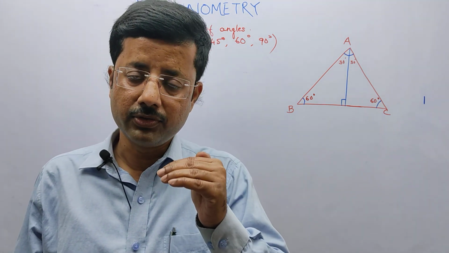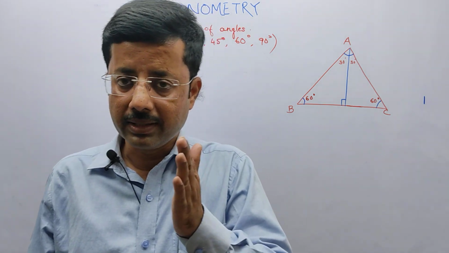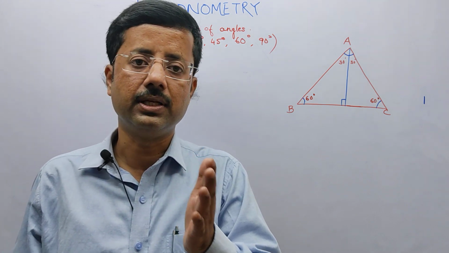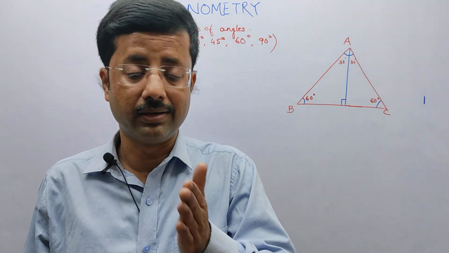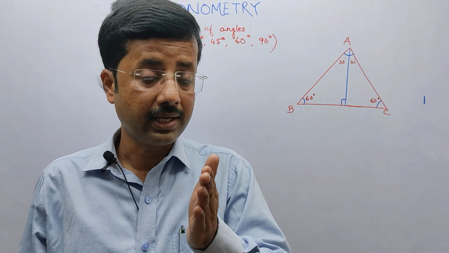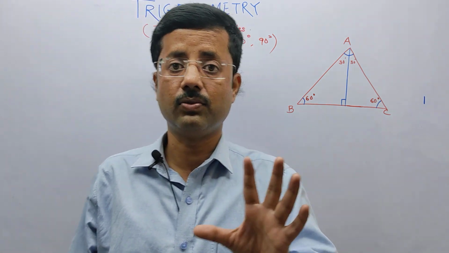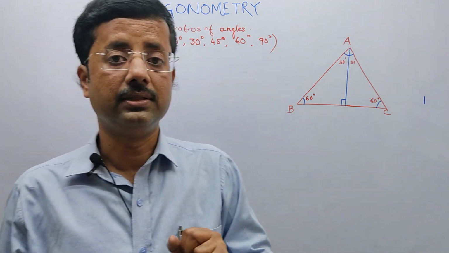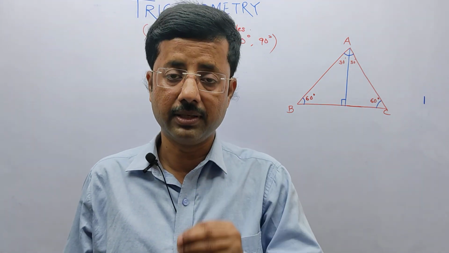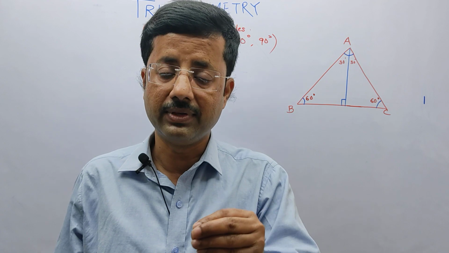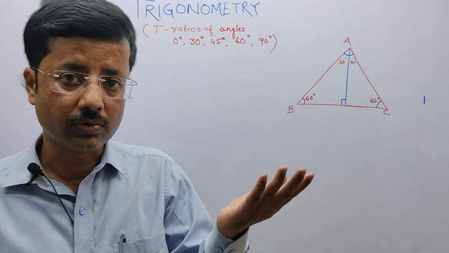In fact, we shouldn't say the trigonometric ratios of the angle, but if we want to make it clear, then we should say the trigonometric ratios of the sides of a right angle triangle which has a 60 degree angle in it. This is what exactly it means when we say the trigonometric ratios of 60 degree, 30 degree, 45 degree, 0 degree, 90 degree, because as such we are not finding the ratios of the angles.